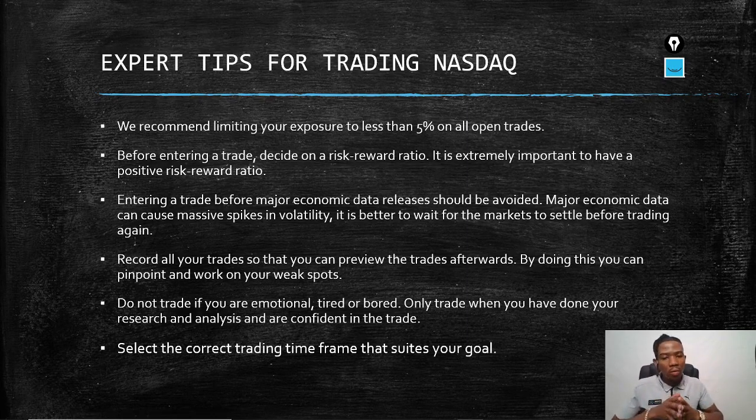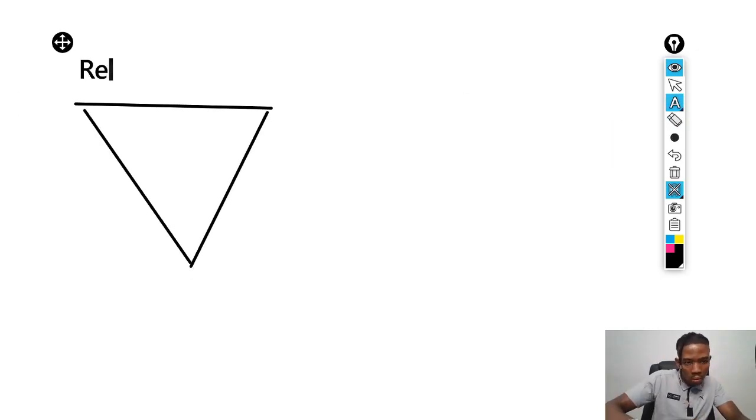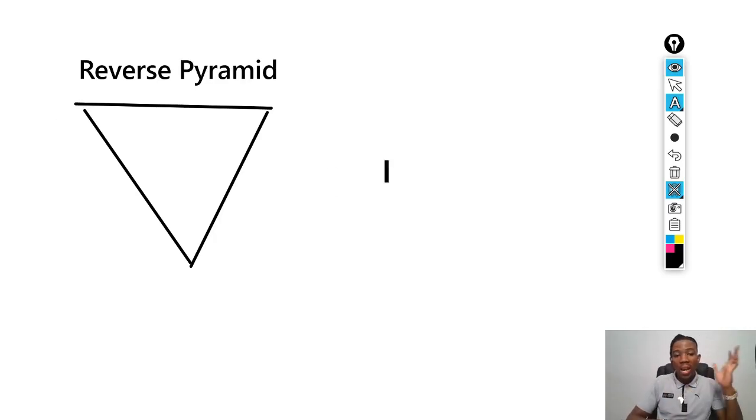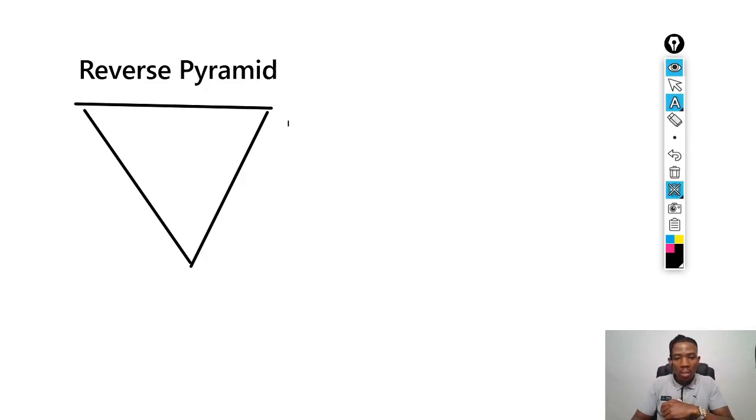Now, in terms of your trading, you have to make sure that you select a trading time frame that's going to suit your goal. In terms of time frame, guys, we recommend trading with a structure called the reverse pyramid. Let me show you what I mean by that. We have a nice reverse pyramid here, as you can see, guys. The reason we're saying you have to trade with this kind of approach is to make sure that you know the overall direction before you enter each trade. We're going to start from higher time frames and move into smaller time frames to pinpoint our entry points. So let me put that in writing.